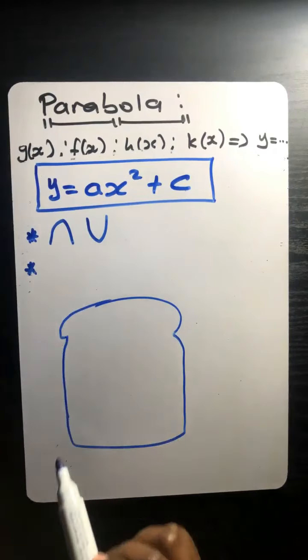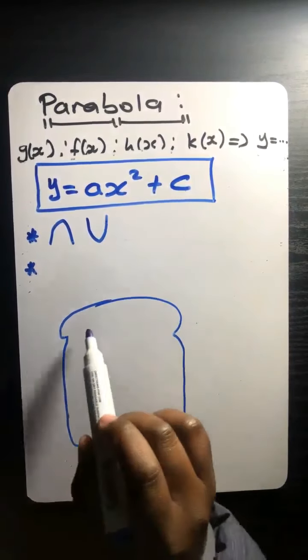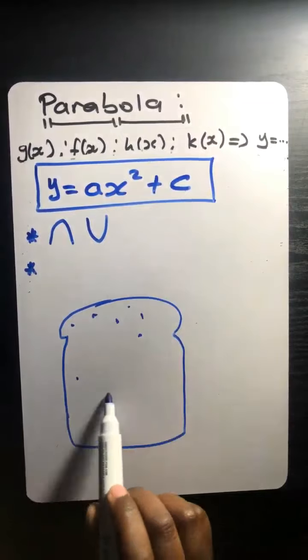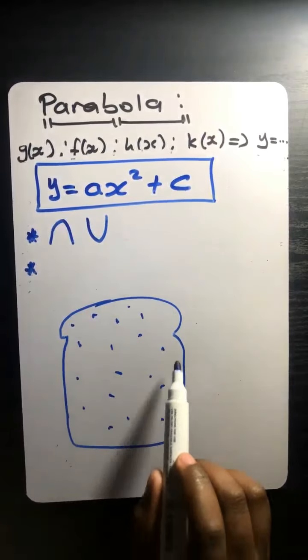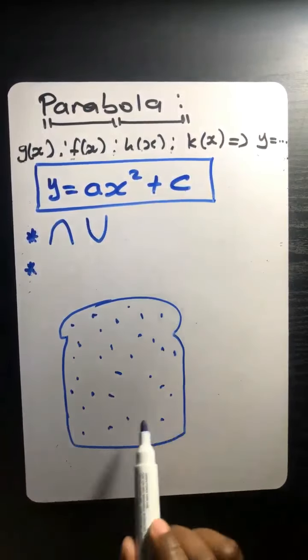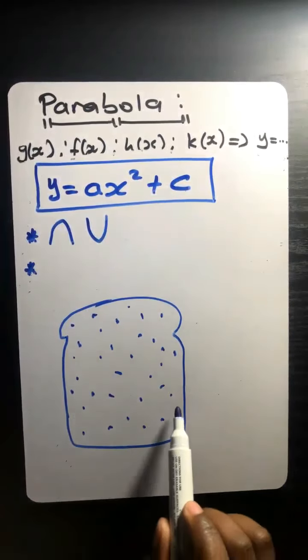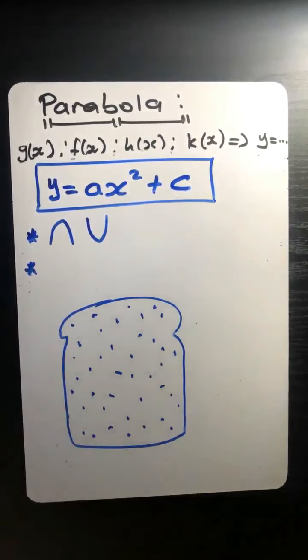I'm not sure if this is going to be white or brown bread. But whatever the color is, I know we have some yellow slices of bread. I just haven't seen pink. I'm not sure about black. I'm not sure about green, ladies and gentlemen.